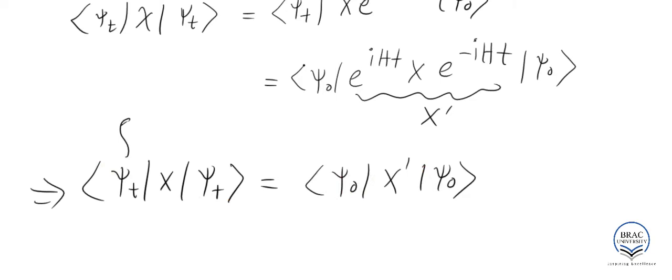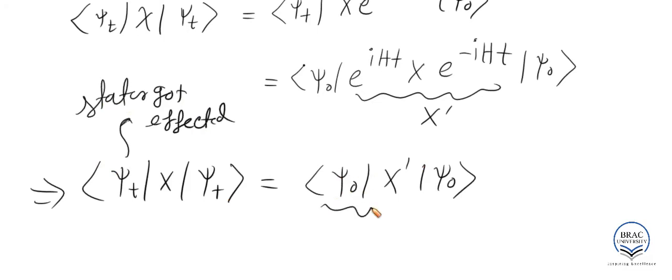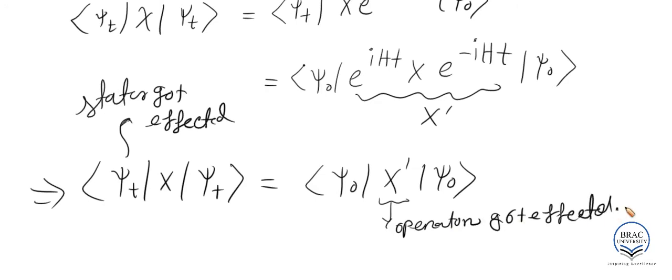So here the states got affected, and here the states were not affected, rather the operator got affected. So you can think of it like going to a moving frame, or so to say a rotational frame. That's how you can think of it.